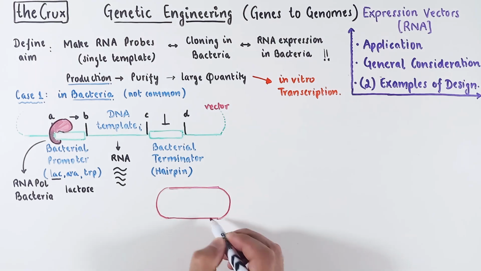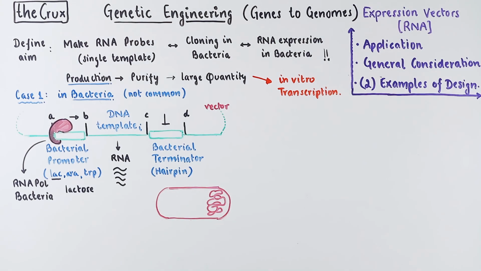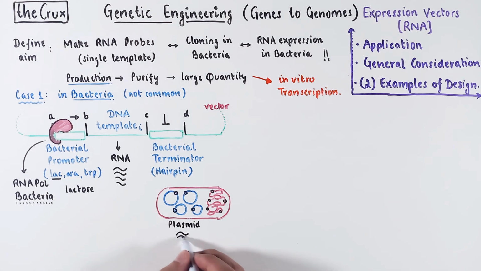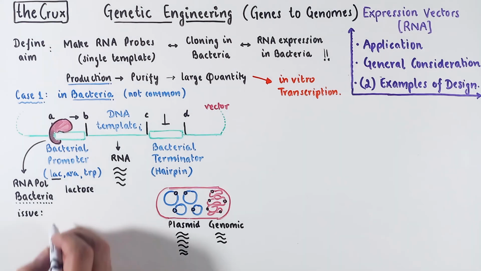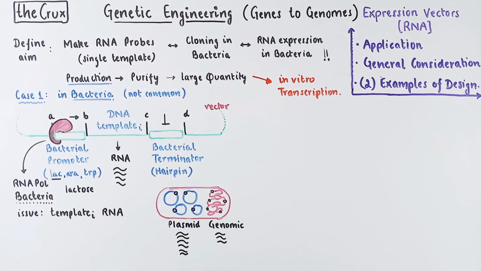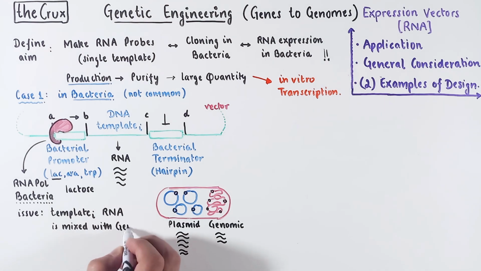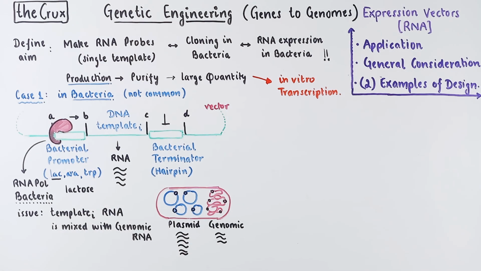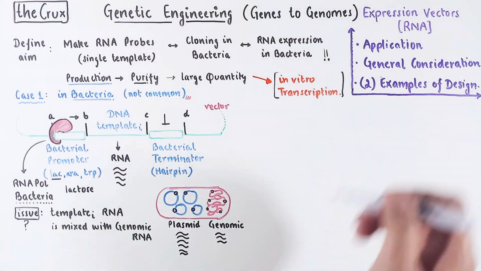Remember I said expressing RNA in bacteria for the aim of purification is a bad idea. Here's why. Note that in a bacterium, you've got both your plasmid and the genomic DNA. The bacterial RNA polymerase will bind on promoters from both these DNA, which means you make RNA from both the plasmid and the genomic DNA. So our problem is that the RNA from our template is mixed with the RNA from the genome. Since we want to purify the RNA, we have to do additional steps to purify, which may not be a cost-effective strategy. So case 1 is not common practice for this particular situation.